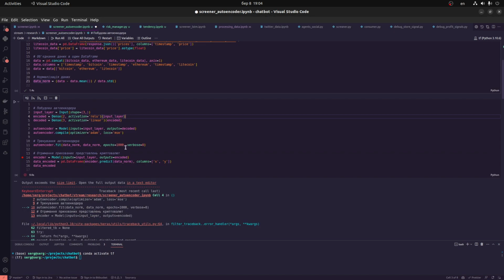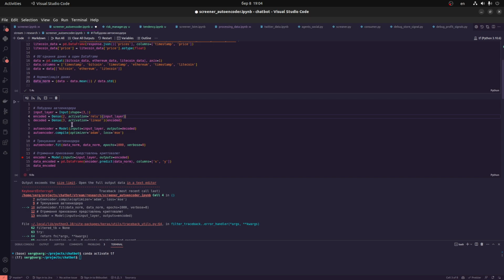Okay, then we create our very simple autoencoder. What is the autoencoder? It would be with only 3 neurons for output. Okay, we input three cryptocurrencies, then we encode our data into only 2 neurons, and then we decode our data back to 3 neurons because we're using three cryptocurrencies.